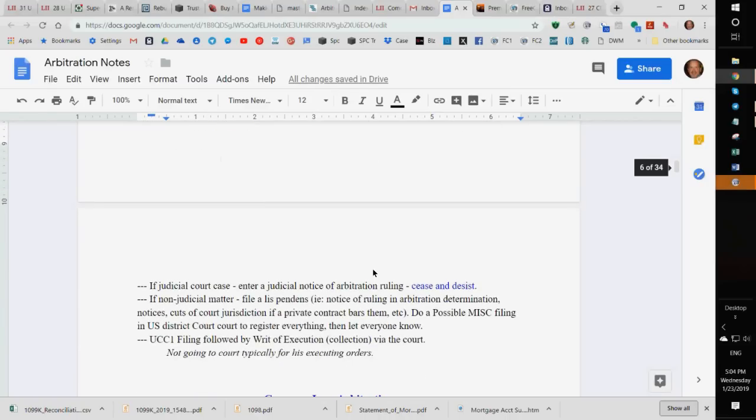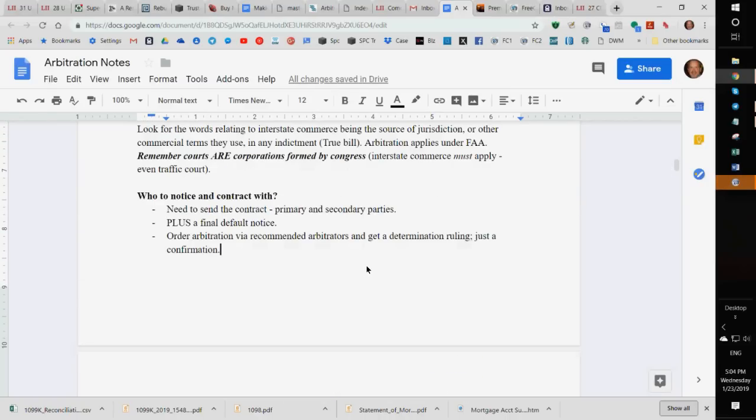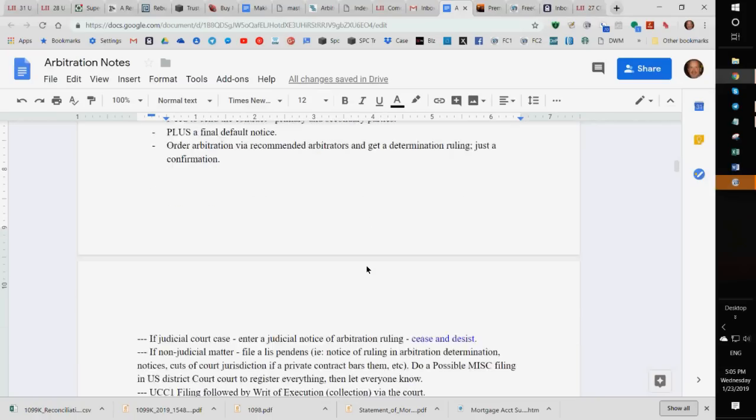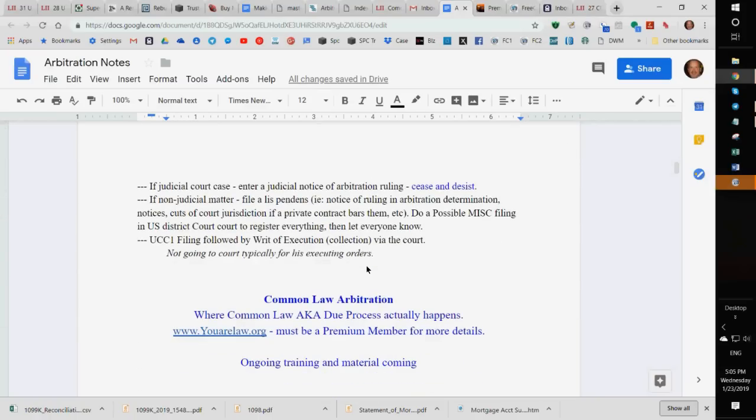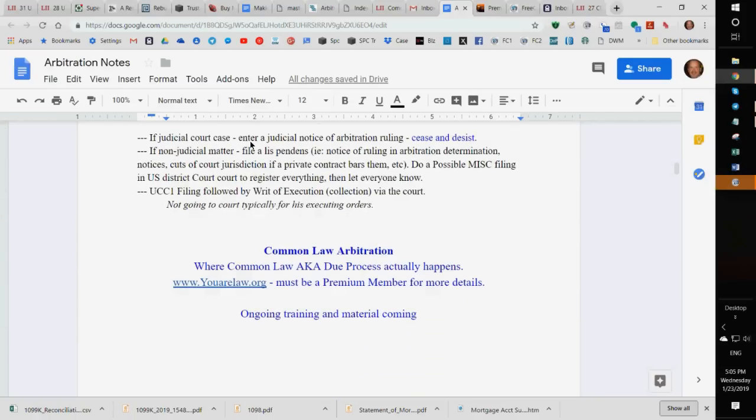So then you just send through, basically all they do is confirm that you sent these documents, you didn't get a response, and that the notice of default went out. And all the arbitrator does is say, yep, this was done, yes, you have a contract. Now it's a settled matter. And once you have it settled, well, let's do a little enforcement. If it's a judicial court case, you'll enter a judicial notice of the arbitration ruling.